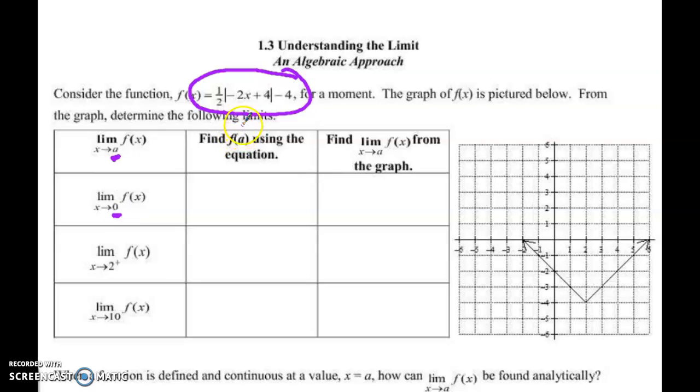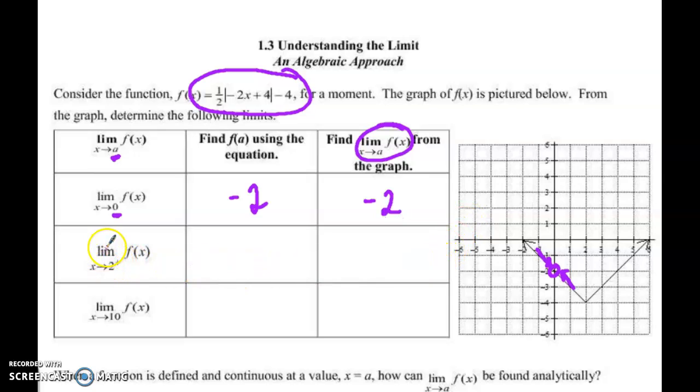But if we just look at f of a, we're going to assume a is this value. Well, if we asked you to plug 0 into this function, anything times 0 is 0, plus 4 is 4. Half of 4 is 2, minus 4 will give you negative 2. So as we look at this from the graph, x equals 0 is right here. I'm just going to put a hole right here. If you recall, the limit from the left side needs to equal the limit from the right side, and they do. They equal the same thing, and it equals negative 2.